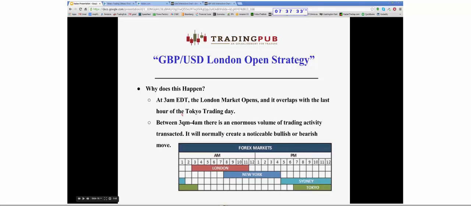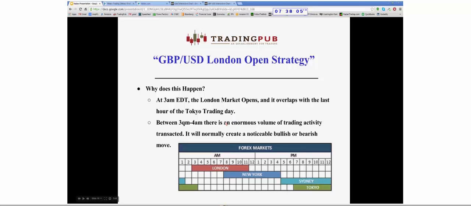So why does that happen? Well, the European market opens at 2 a.m. So there's a lot of trading activity going. At 3 a.m., the London market opens, so it overlaps with Europe. Also at 3 a.m. is the final hour of the Tokyo trading day. There's a tremendous amount of transaction volume in this window, and that has a tendency to spike the market up or down noticeably. So when you see that, it forms the high or the low of the day.